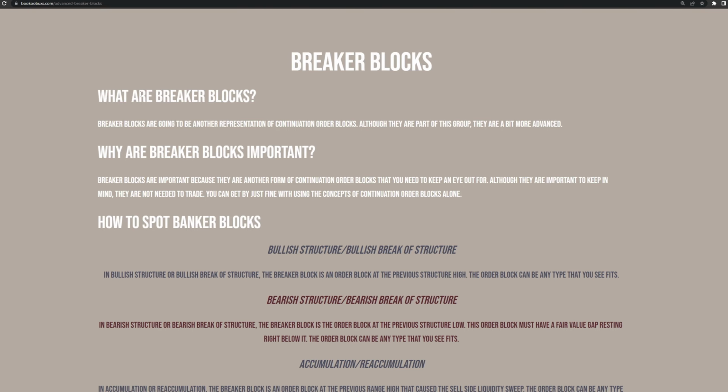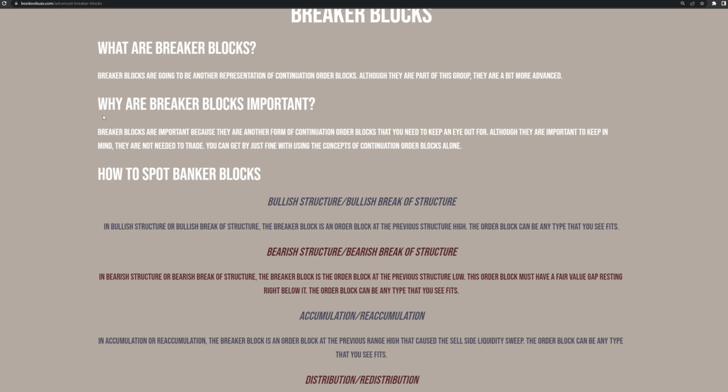Breaker blocks are going to be another representation of continuation order blocks. Although they are part of this group, they are a bit more advanced. Why are breaker blocks important? Breaker blocks are important because they are another form of continuation order blocks that you need to keep an eye out for. Although they are important to keep in mind, they are not needed to trade. You can get by just fine using the concepts of continuation order blocks alone.